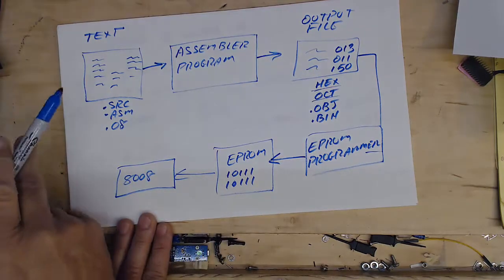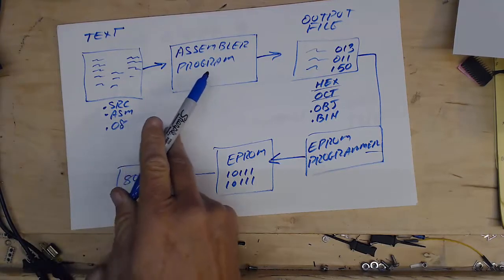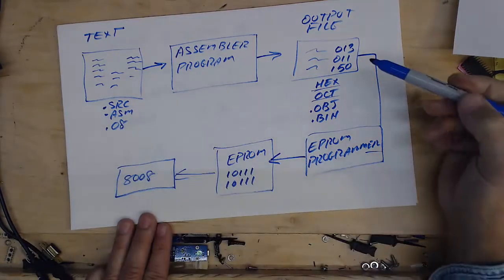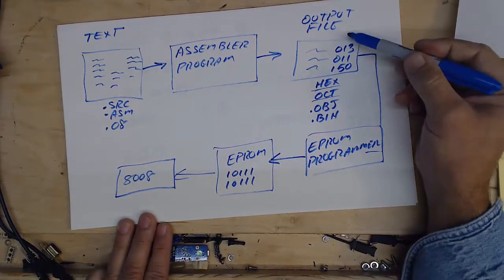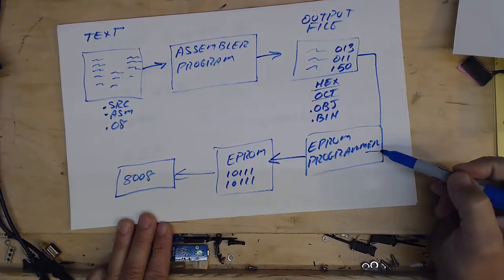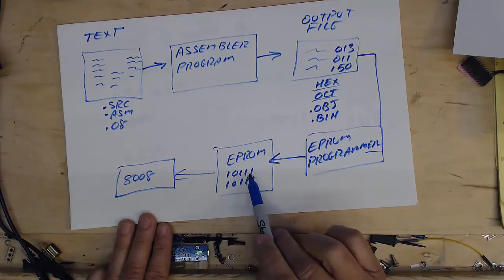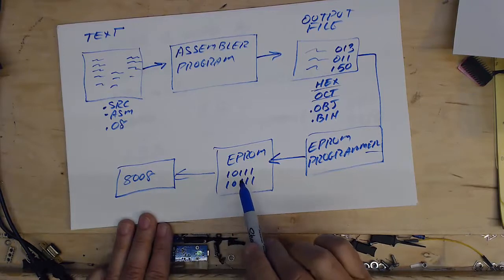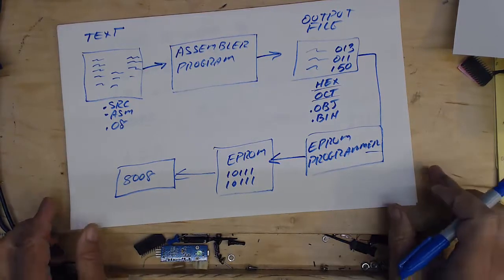So this is how it's going to go from our easily readable text file through the assembler program to an output file, and then the output file is a file that we can carry around, we can look at it, but that is going to go into our EEPROM programmer that's going to open it and program it into our EEPROM in binary, because that's the only thing the EEPROM can hold is binary. And then the 8008 is going to read that binary value as if that's its program. Okay, that's the overall process that we're going to do with our assembler.